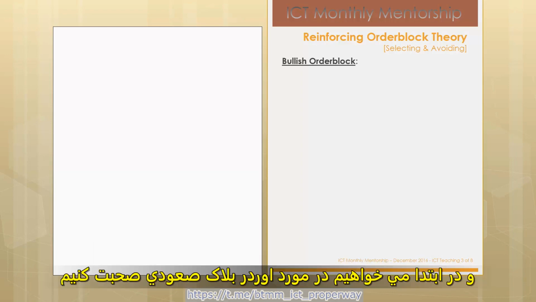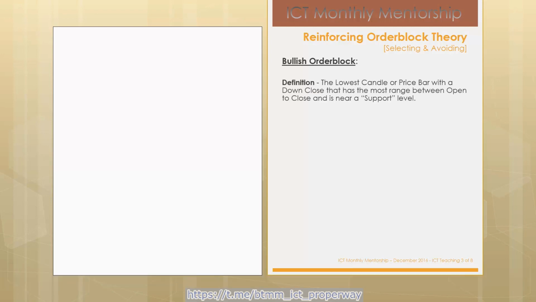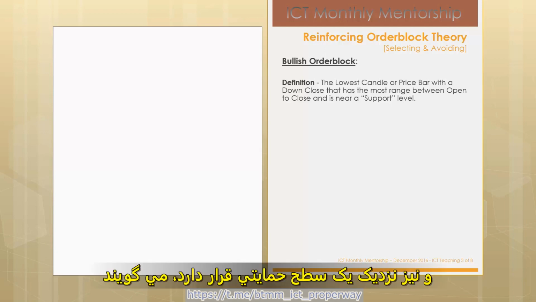And we're going to first talk about the bullish order block. Everything I say here, you'll just reverse for a bearish order block to save time. Definition of a bullish order block is the lowest candle or price bar with a down close that has the most range between open to close and is near a support level.